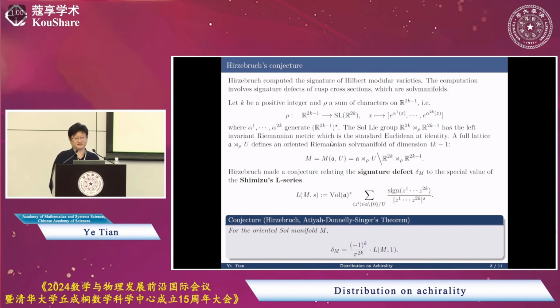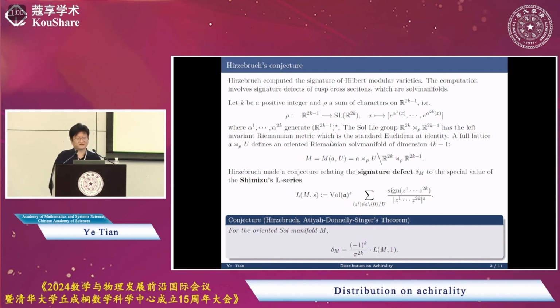So here, this A is a lattice in R^{2k}, U is a lattice in R^{2k-1}. So Herzberg made an amazing conjecture relating the signature defect of this submanifold M to the special value of certain L series. When he needed to compute the dimension of Hilbert modular forms, he introduced this L series, defined in this way. The conjecture says this signature defect equals this special value of this L series at 1, up to some constant.